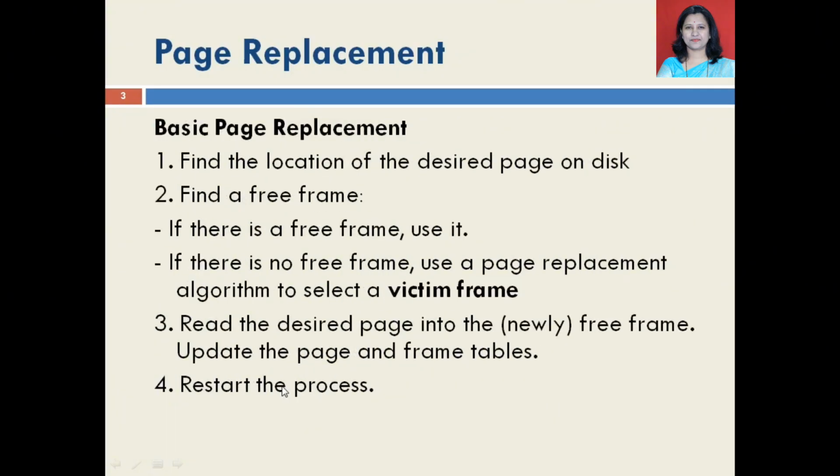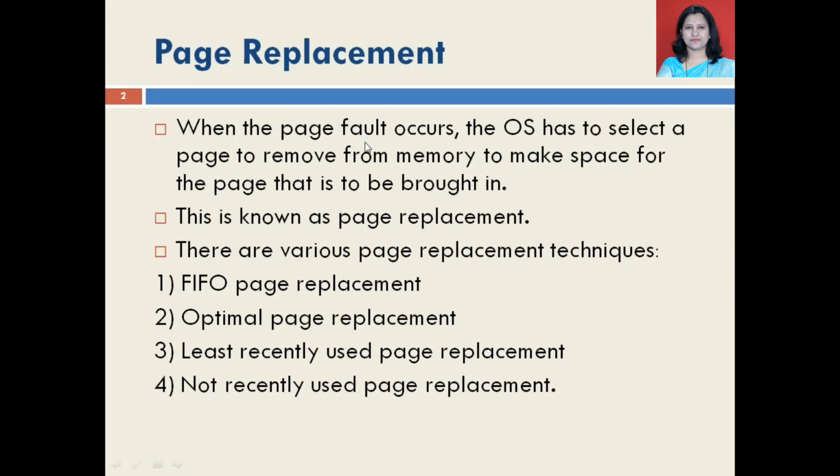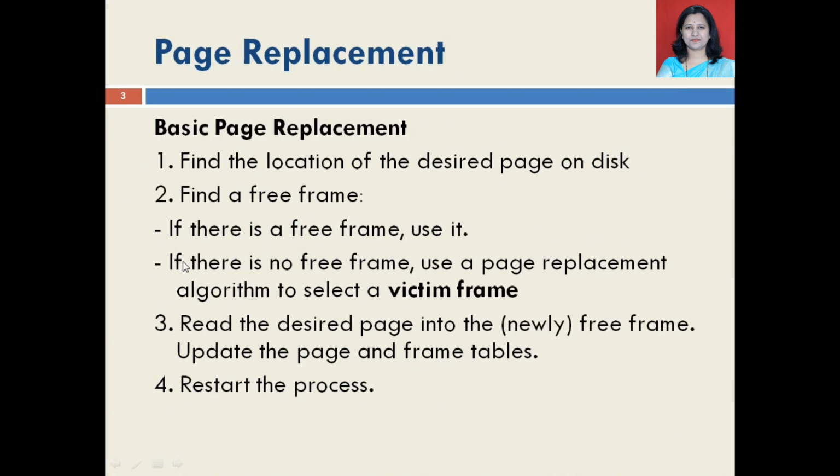Now, in the practical we are going to implement the first one, that is the FIFO page replacement. So how will the page replacement be done? First we have to find the location of the desired page on the disk. Then find a free frame. If there is a free frame, then use it. If there is no free frame, then we have to use a page replacement algorithm, any one of them.